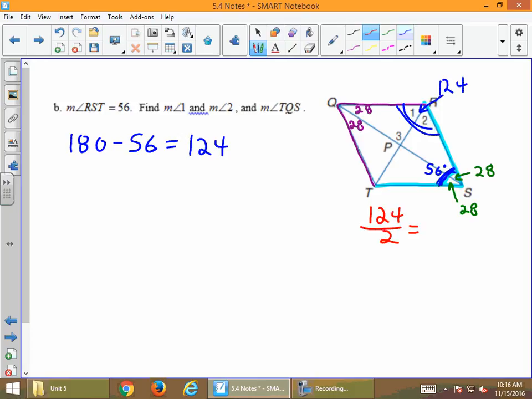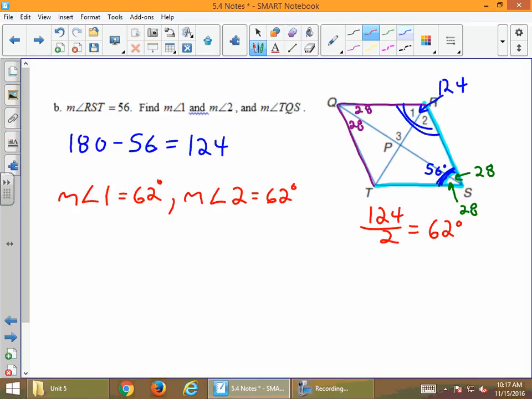Half of 124 gives me 62. There you are, Waterboy. So now I can say that the measure of angle 1 is equal to 62, as well as the measure of angle 2 is also 62. They're also 62 degrees. Great.